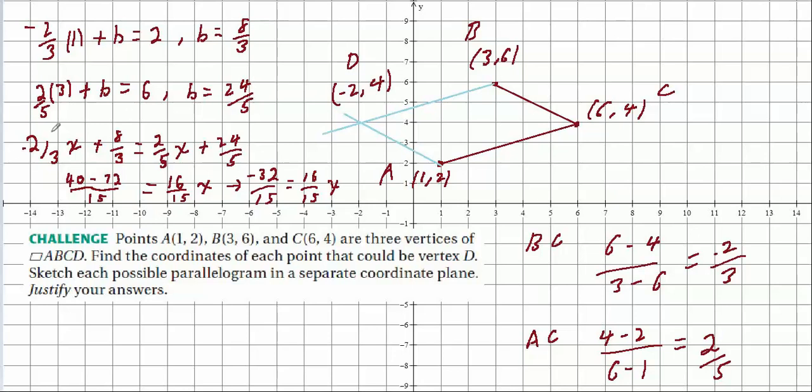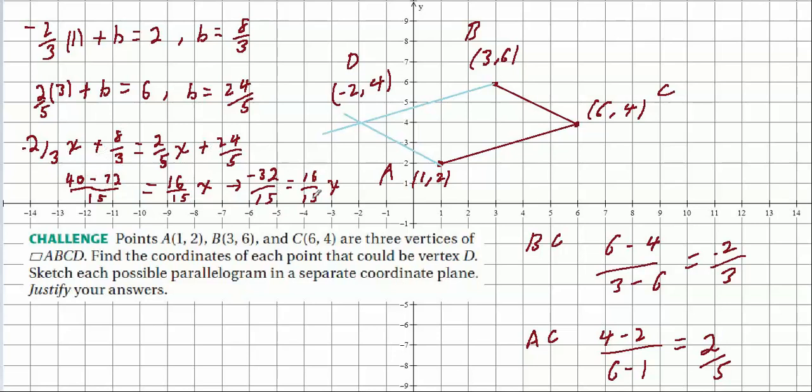Now we have an equation for the line. This line up here is going to be minus 2/3 x plus 8/3. The equation for this line is 2/5 x plus 24/5. We need to know where those intersect, and do a little rearranging and get that, with the common denominators, 16 over 15 times x, and then subtract the 24 over 5 from each side, and get that 40 minus 72 over 15 for the constant over here. That ends up being minus 32 over 15 equals 16 over 15 x.